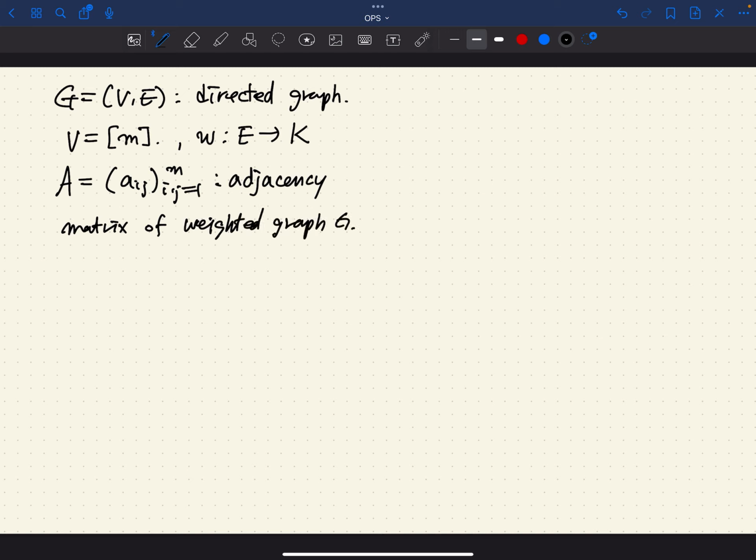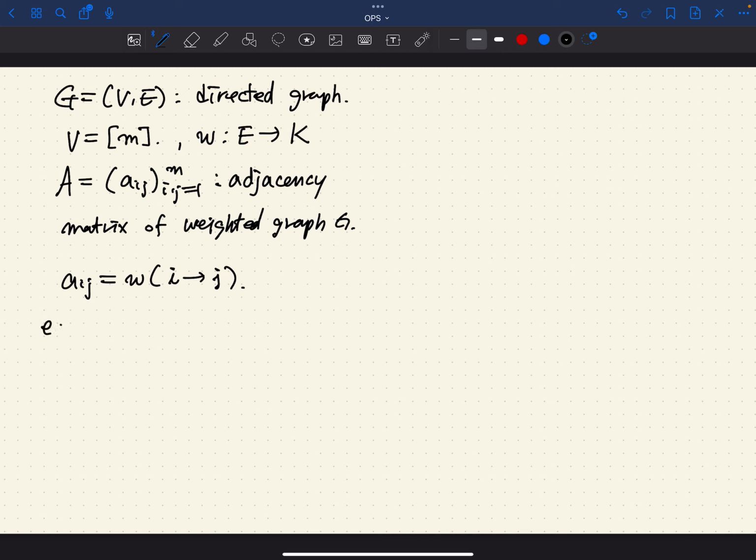That means the ij entry is the weight of the edge from i to j. This is a usual convention. It's a quite common situation.